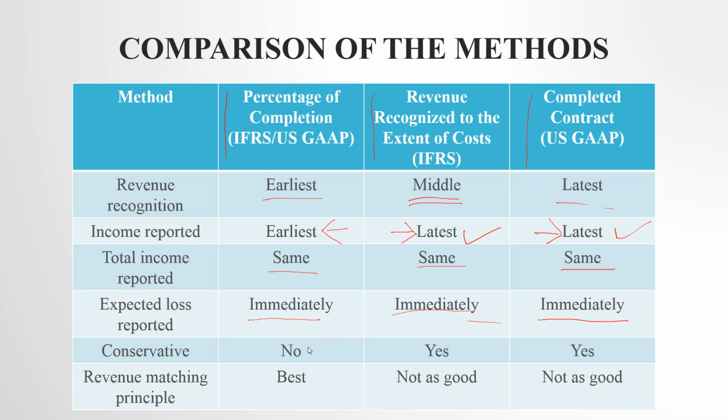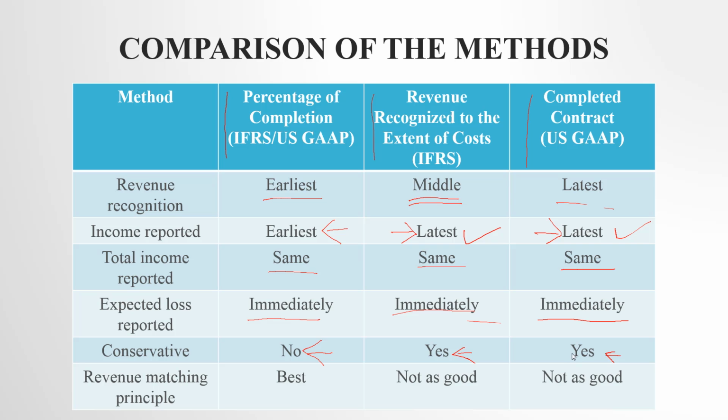The percentage of completion method is not considered as conservative as the other two methods. The reason is the percentage of completion method reports income even though the contract has not been completed yet, whereas in the IFRS and the US GAAP, positive income or profit is only reported when all the costs have been recovered.